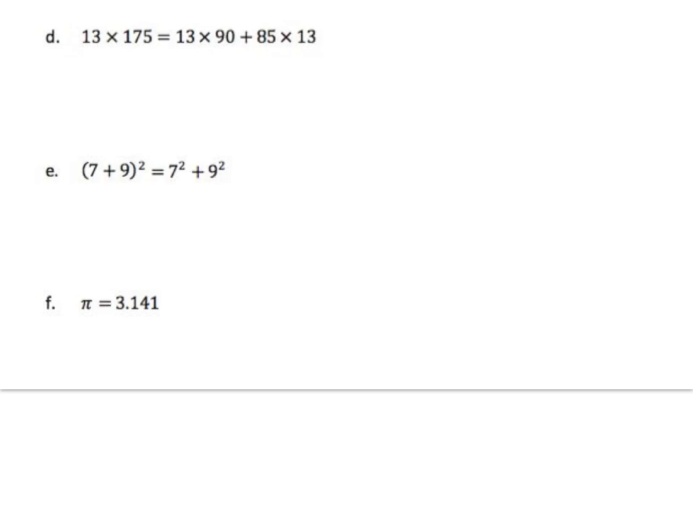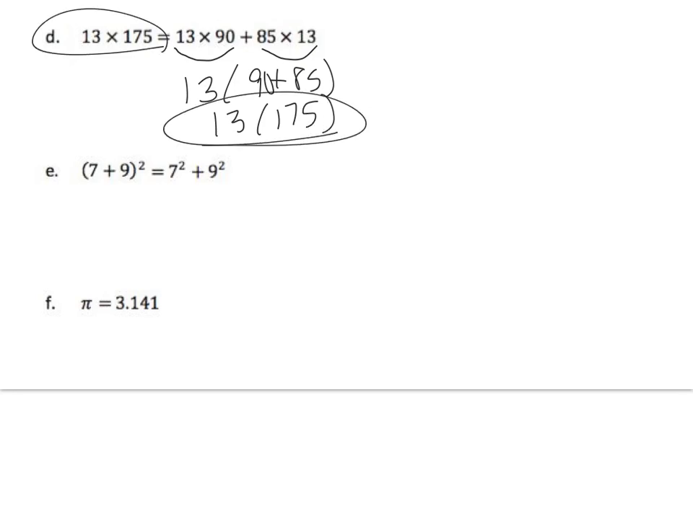Let's see. 13 times 175. 13 times 90. 85 times 13. Well, if I factor out a 13, I get 90 plus 85, which is 175. So these are equal. Therefore, it's true.